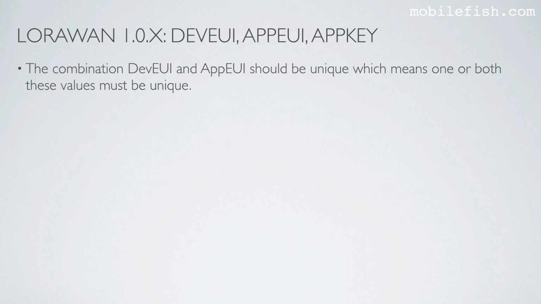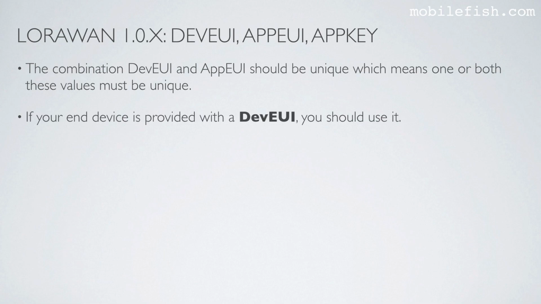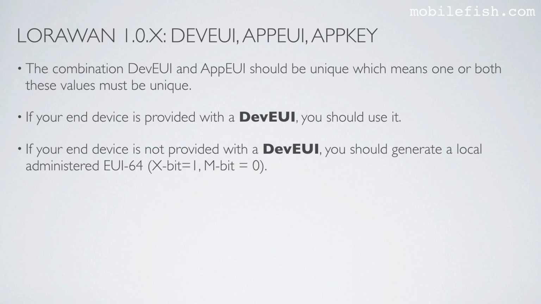The combination DevEUI and AppEUI should be unique, which means one or both of these values must be unique. If your end device is provided with a DevEUI, you should use it. If your end device is not provided with a DevEUI, you should generate a locally administered EUI-64, meaning the X bit should be set to 1 and the M bit should be set to 0.